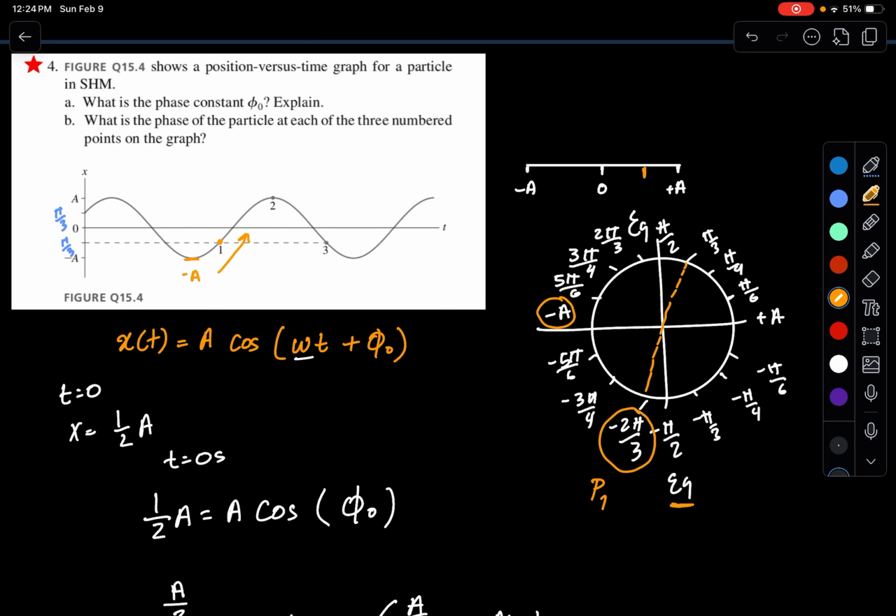Let's now do point 2. Point 2 is pretty easy. We are at the positive equilibrium here. Point 2.